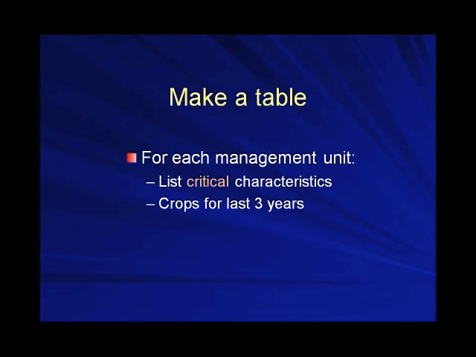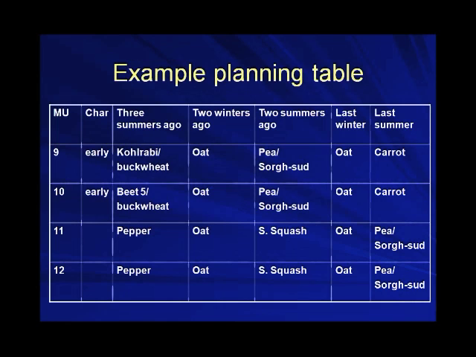In addition to those critical characteristics, and there probably won't be more than a couple for each field at most, and some fields, or management units, I really should say, may not have any critical characteristics. That is, they're just your average baseline condition for the farm. And then in addition, on the table you want to write down what the crops are for the past 3 years.